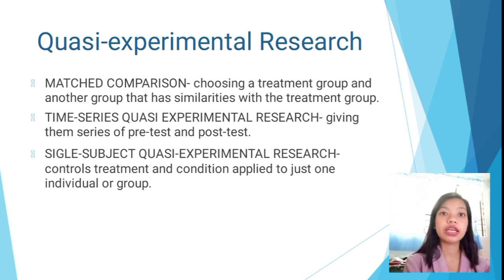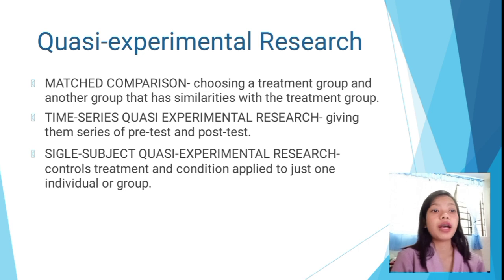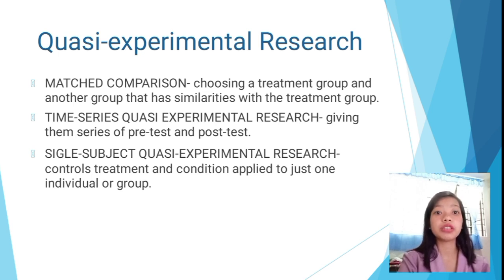The third one is the single subject quasi-experimental research, in which you need to control the treatment and condition applied to just one individual or group. You as a researcher are going to choose the individual or group for you to come up with the treatment or the test you're going to apply to them.